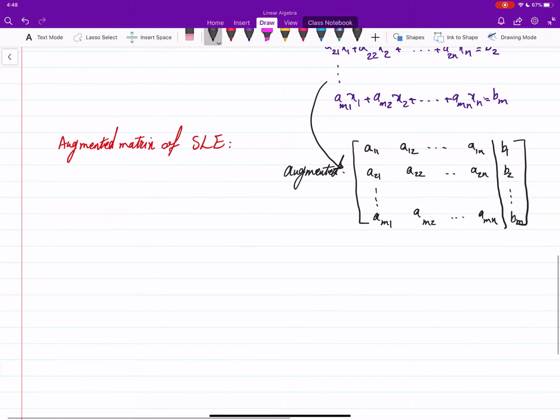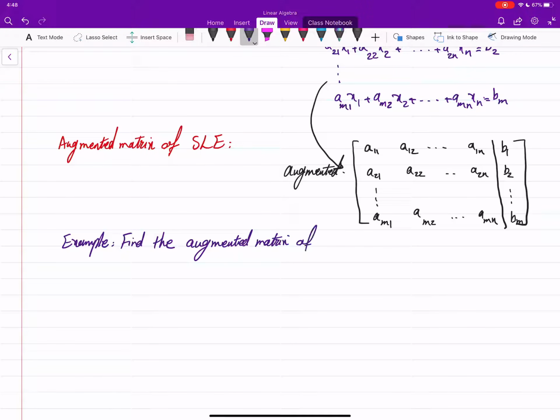Let us do some examples. Find the augmented matrix of the given SLEs. The first one is what I have here: x1 plus 2x2 equals 3, and x1 minus x2 is equal to 1.